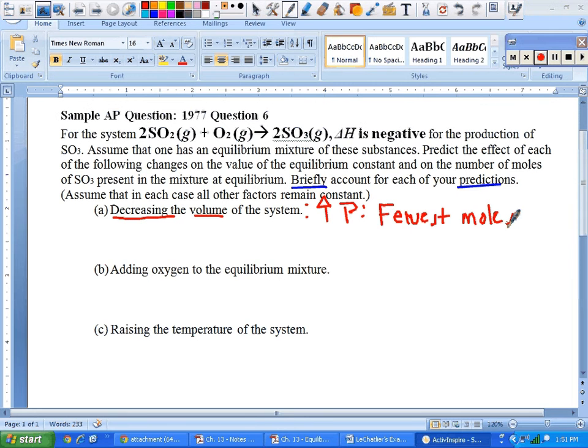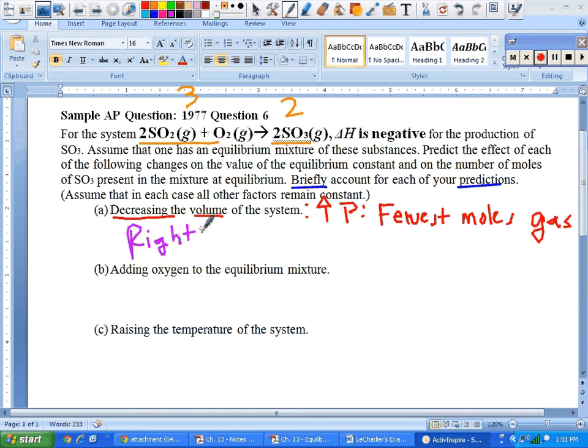Are all of my reagents gases? Now, what are reagents? They're both, either one. Are any of them non-gases? No. So how many moles of a gas do I have on the left? 3. How many do I have on the right? 2. So what way am I going to shift? I'm going to shift right, because there are the fewest moles of a gas on the product side.